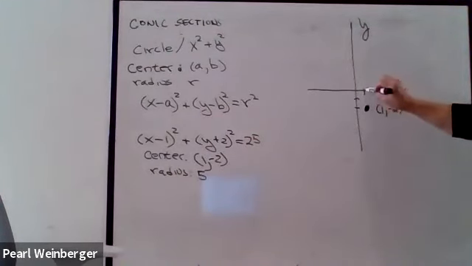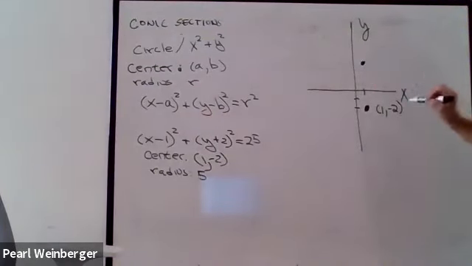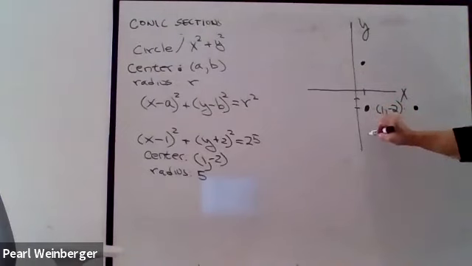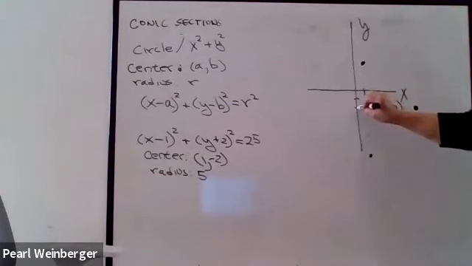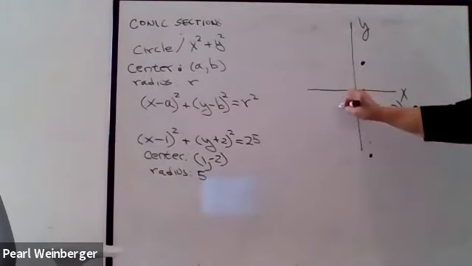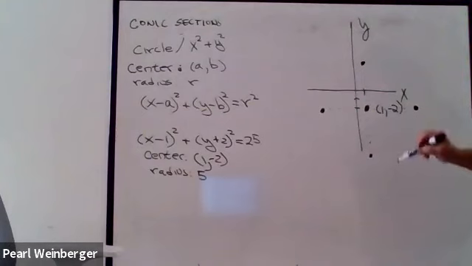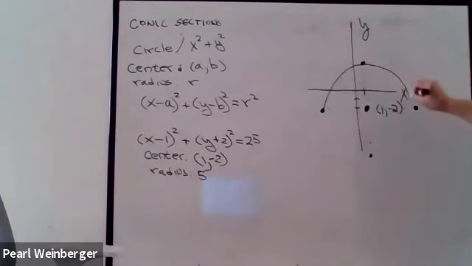5 up: 1, 2, 3, 4, 5. That's 1 point. 5 to the right: 1, 2, 3, 4, 5. 5 down: 1, 2, 3, 4, 5. And 5 to the left: 1, 2, 3, 4, 5. Again, it's easy to do on a piece of graph paper, but notice where I'm counting from. I'm counting from where the center is located. And here's my circle.